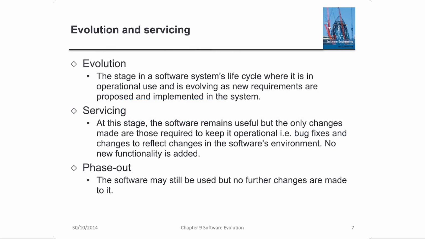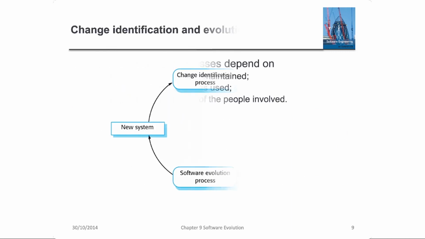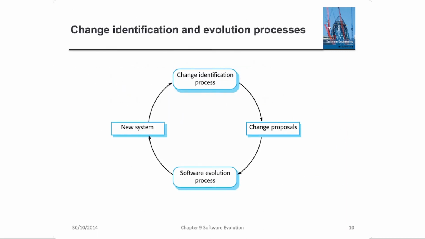Understanding evolution processes is key, as they vary based on the software type, the development methodologies applied, and the team's expertise. In this slide, we will be navigating the change identification and evolution processes in software development. This cycle starts with a new system, fresh and ready for deployment. As it enters the operational phase, we initiate the change identification process. This is where we gather feedback and detect areas needing improvement.